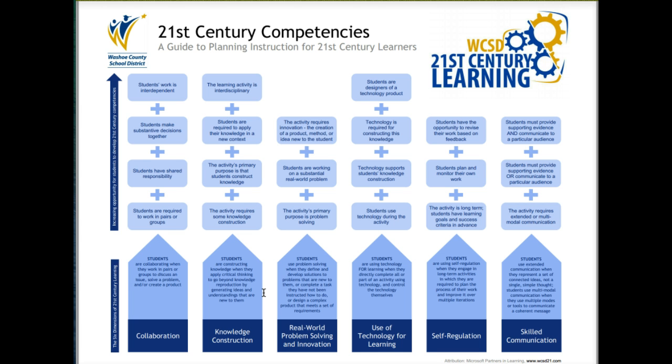for what they're doing. So for instance, if they're doing something where there's some collaboration involved, or they're doing something where possibly they could add some collaboration, they would take a look at this piece. So looking at the bottom, it says students are collaborating when they work in pairs or groups to discuss an issue, solve a problem, and or create a product. So as they look at their learning activity, they start at the bottom and look at this first box. It says students are required to work in pairs or groups.